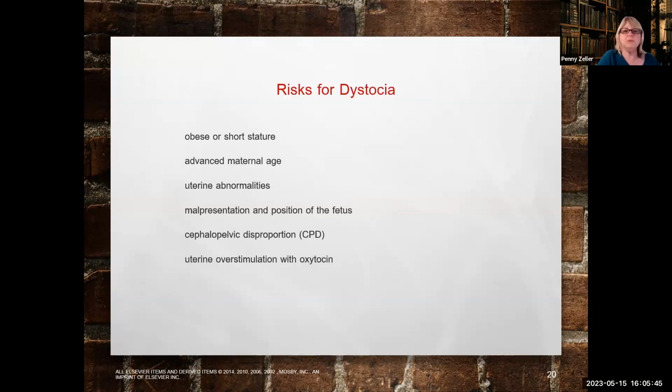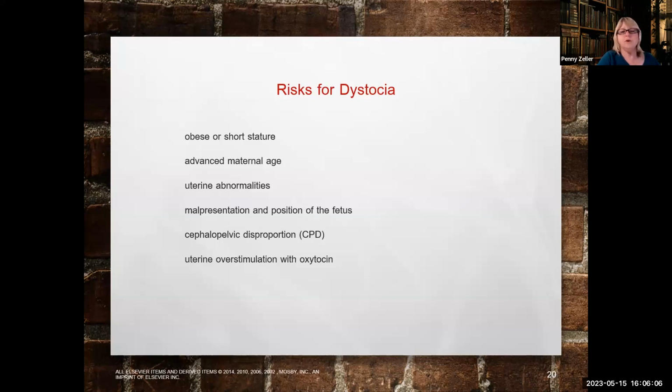So those clients who are at risk for dystocia: short stature women, obesity, advanced maternal age, uterine abnormalities, malpresentation. This is kind of a repeat.